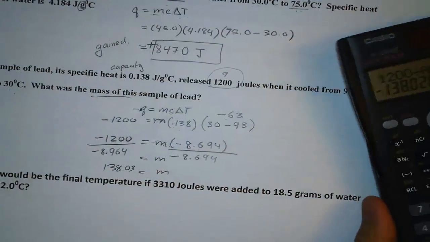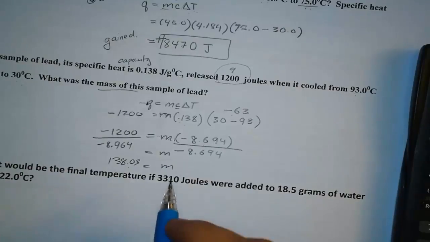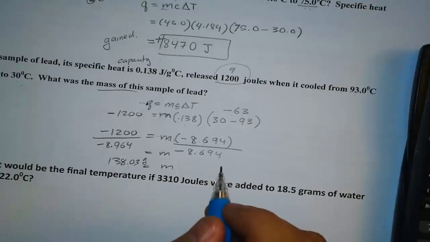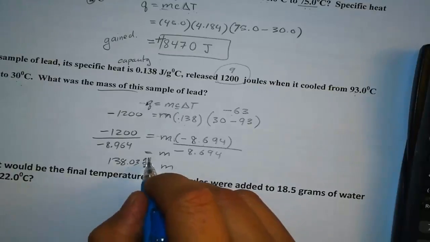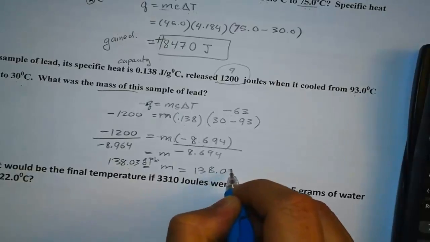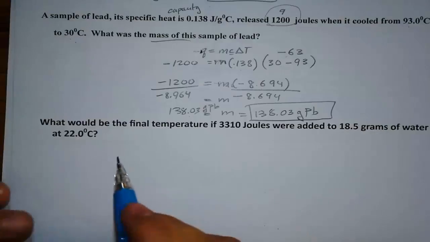And in this case, we're not going to care about sig fig that much. Just skip that right now. I just like to keep 2 decimal places. So what's the unit for mass going to be? Of course, it's going to be grams. And specifically what chemical? Of course, it's lead, Pb. So your mass is equal to 138.03 grams of Pb.